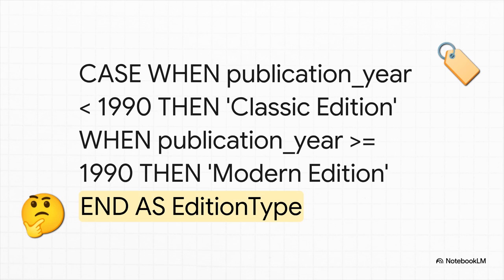Let's walk through this. For every single row, SQL is going to look at the publication year. It asks, is the year less than 1990? Okay, then we'll put Classic Edition in our new column. Is it 1990 or newer? Then we'll put Modern Edition. And we take this whole block of logic and give it a name, an alias, for the new column.